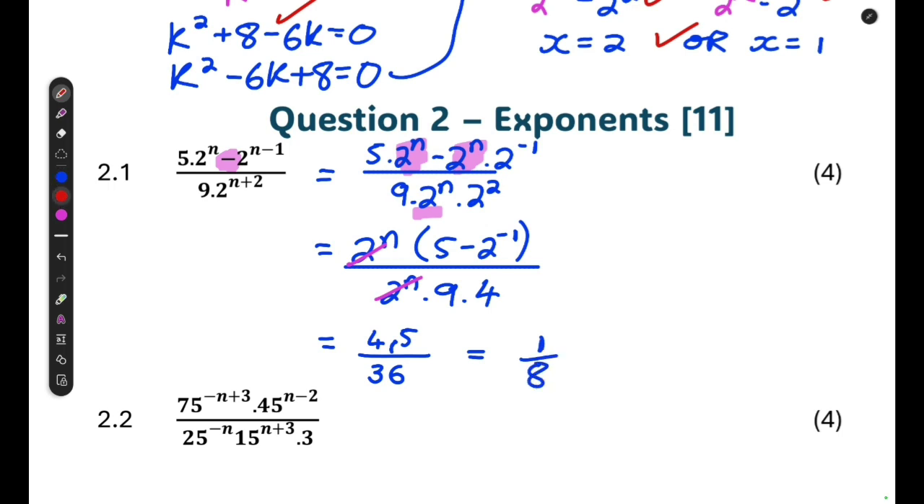Your 4 marks, you would get it for splitting, giving each one its own base. Then for taking out a common factor, your final answer would be a mark, and then the other mark would probably be for just doing the calculations correct. So sometimes there's just an extra mark that they just give. If everything's correct, you get the extra mark.